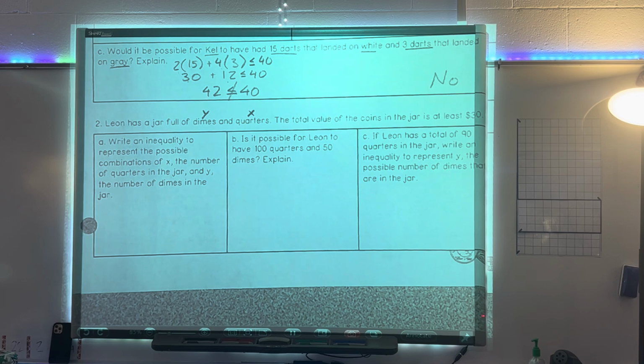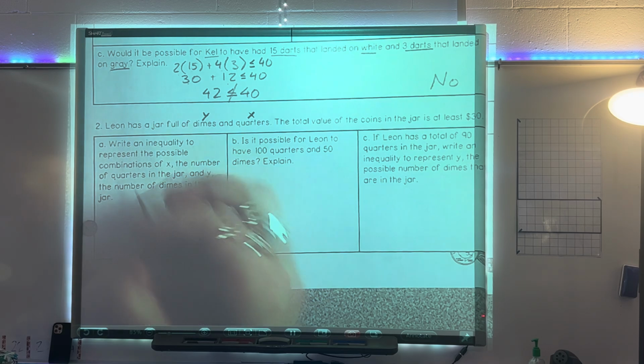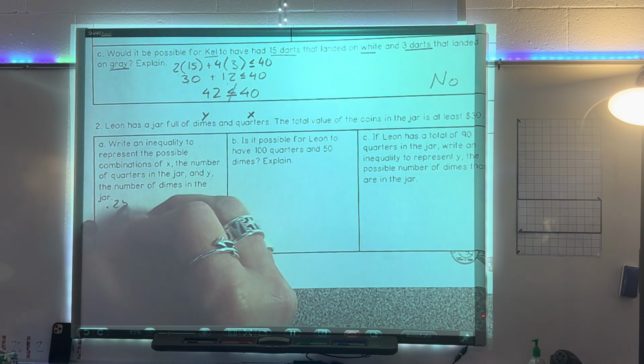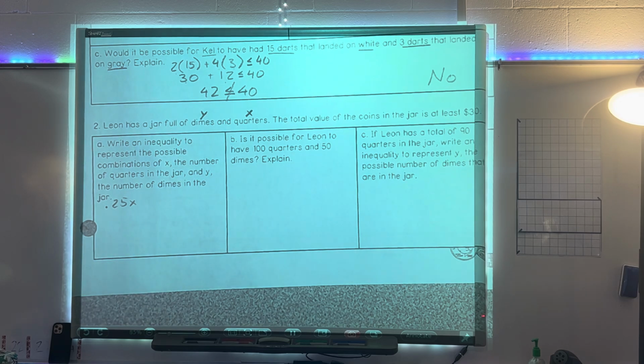0.25x. I have to write it with its actual value. Are we okay there? This sometimes even trips up my Algebra 2 kids, because I can't write it as 25, because its value is not 25. Its value is 0.25. Are we okay there? Alright, so I have 0.25x. And then I have some dimes.